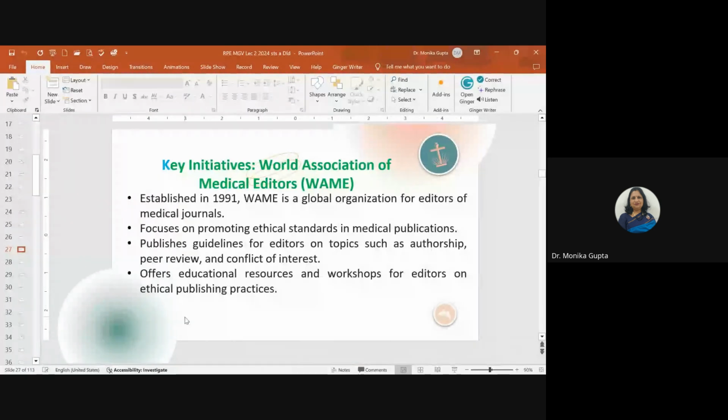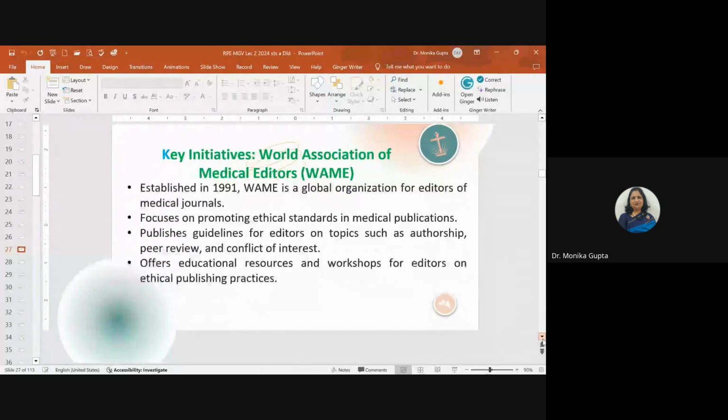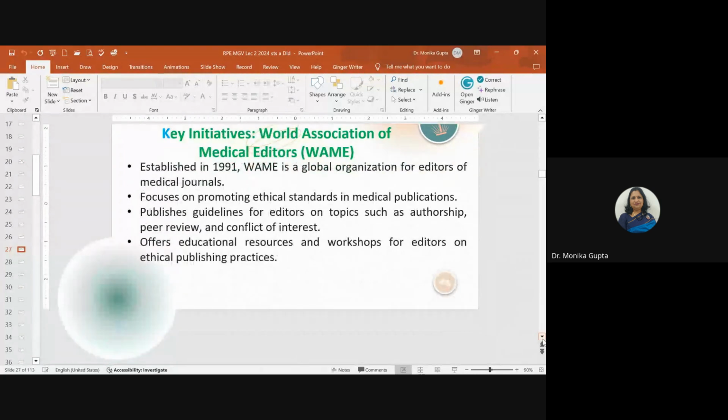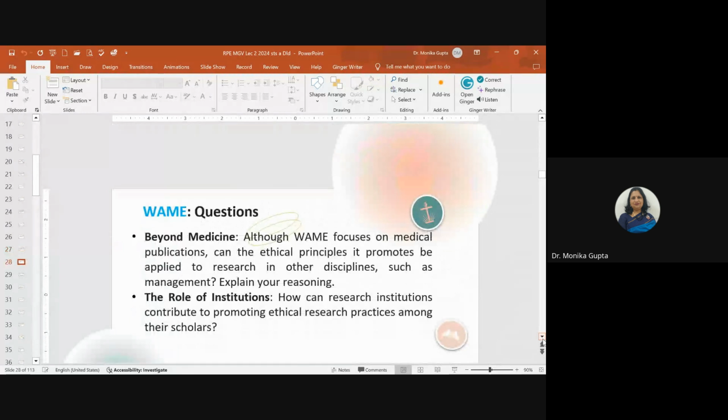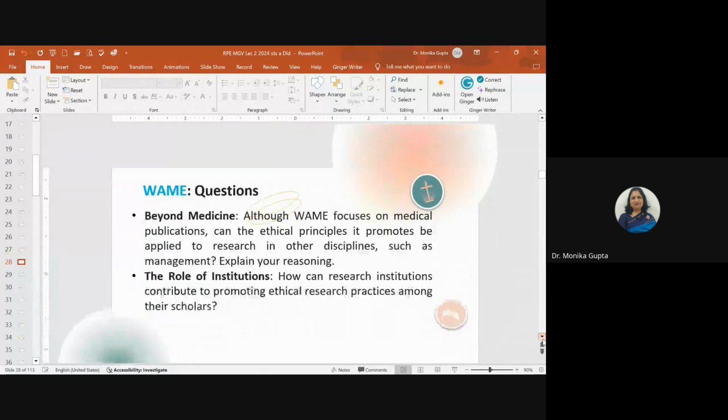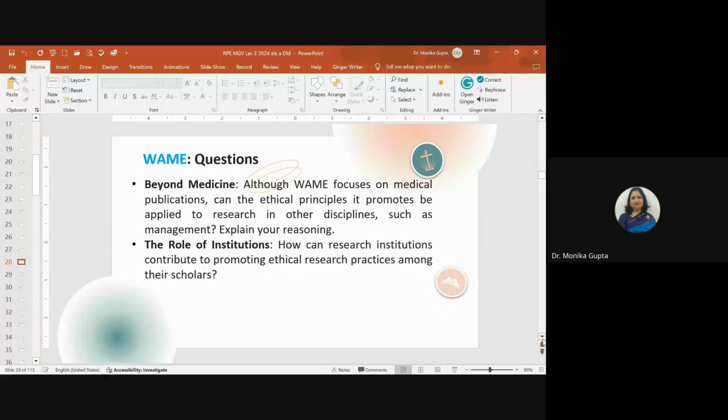Right? Okay. Now, the second question, the role of institutions. How can research institutions contribute to promoting ethical research practices among their scholars?